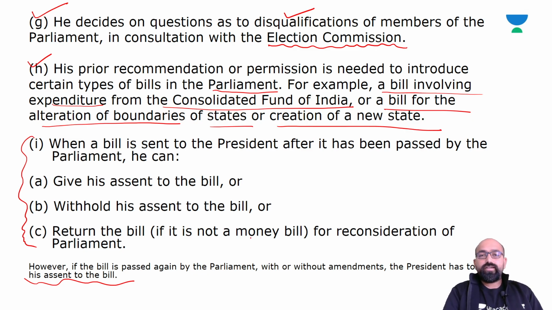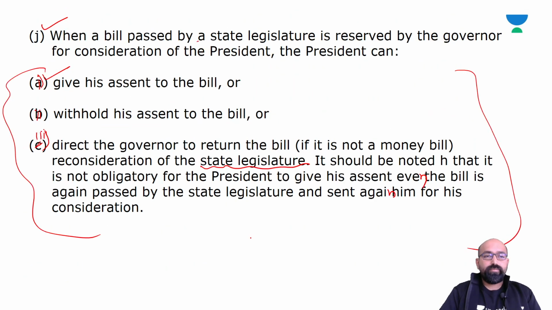In bills involving expenditure from the Consolidated Fund of India, or a bill for the alteration of boundaries of states or creation of new states, his prior recommendation or permission is required. When a bill is sent to the president after it has been passed by the parliament, he gives his assent to the bill, withholds his assent, or returns the bill for reconsideration of the parliament.